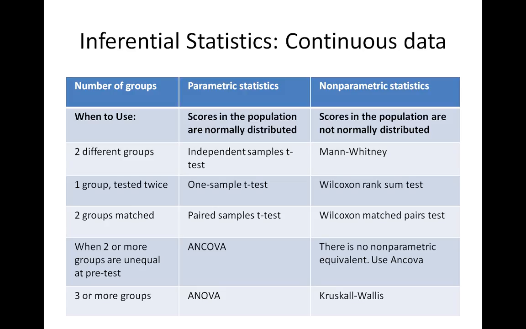If you have 3 or more groups, as in say there are 3 different kindergarten classes or second grade classes, and you want to see the effects of 3 different approaches to reading or writing, you would use an ANOVA.